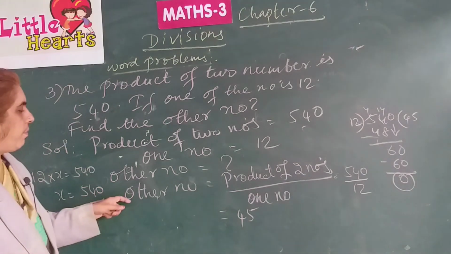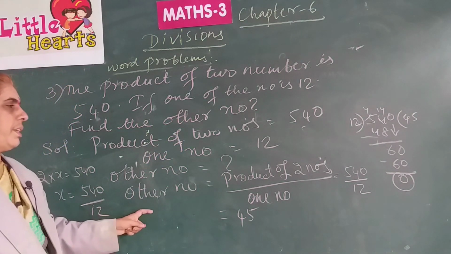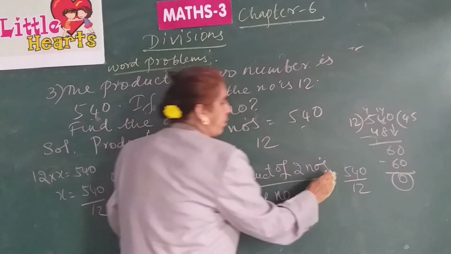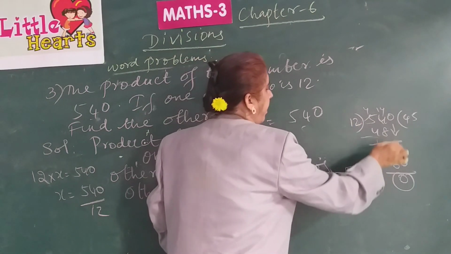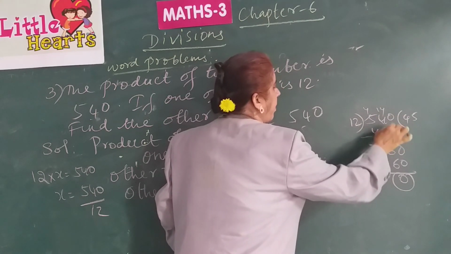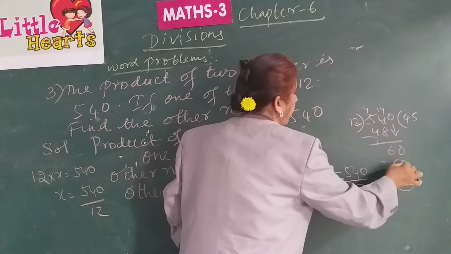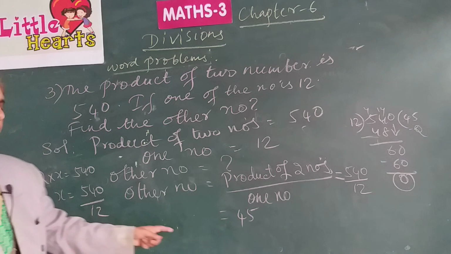There is a formula. If product and one number is given, the other number is equal to the product of two numbers by one number. Product of two numbers is 540 by 12. So 540 divided by 12. 12 fours are 48. 54 minus 48 is 6, and bring down 0. 12 fives are 60. 60 minus 60 is 0. This is the answer. The other number is 45.